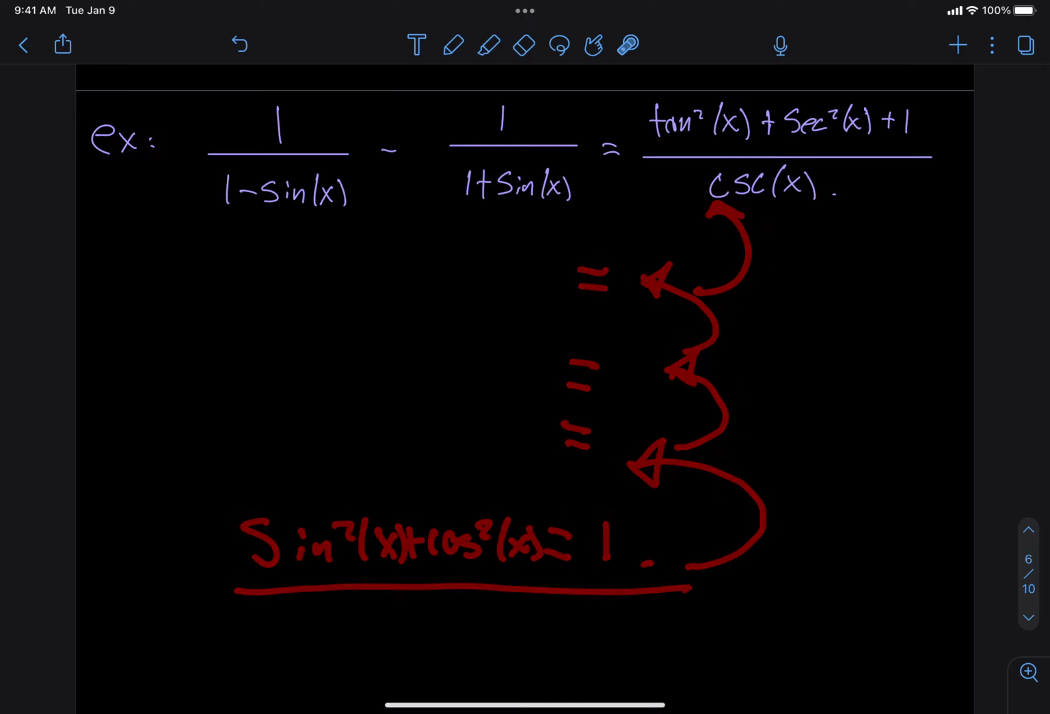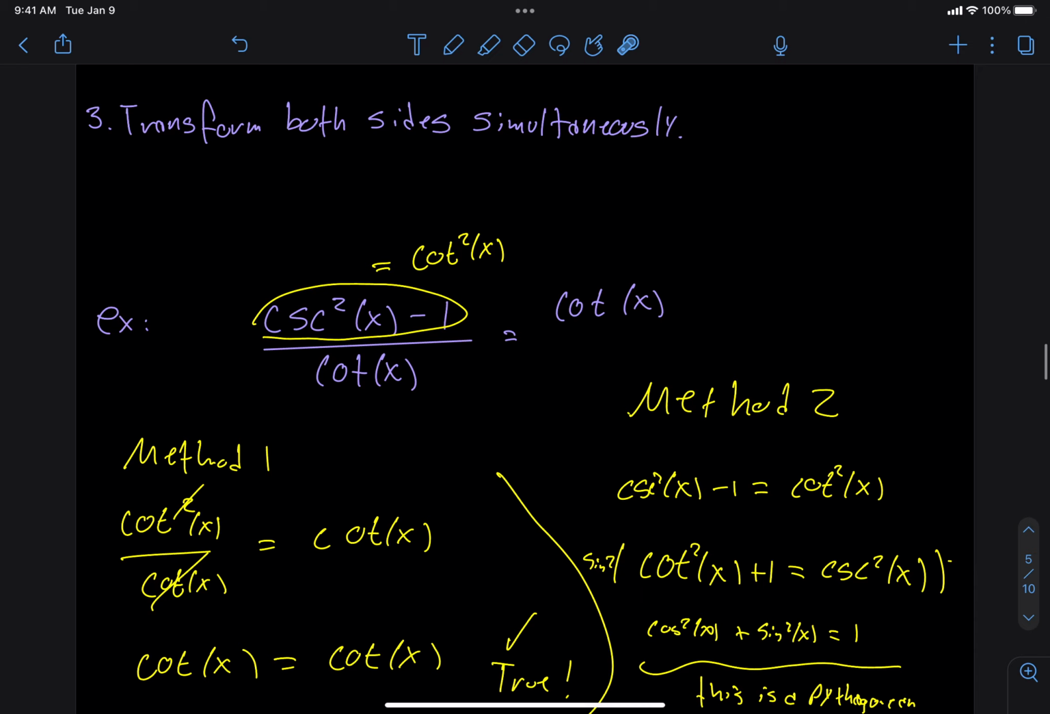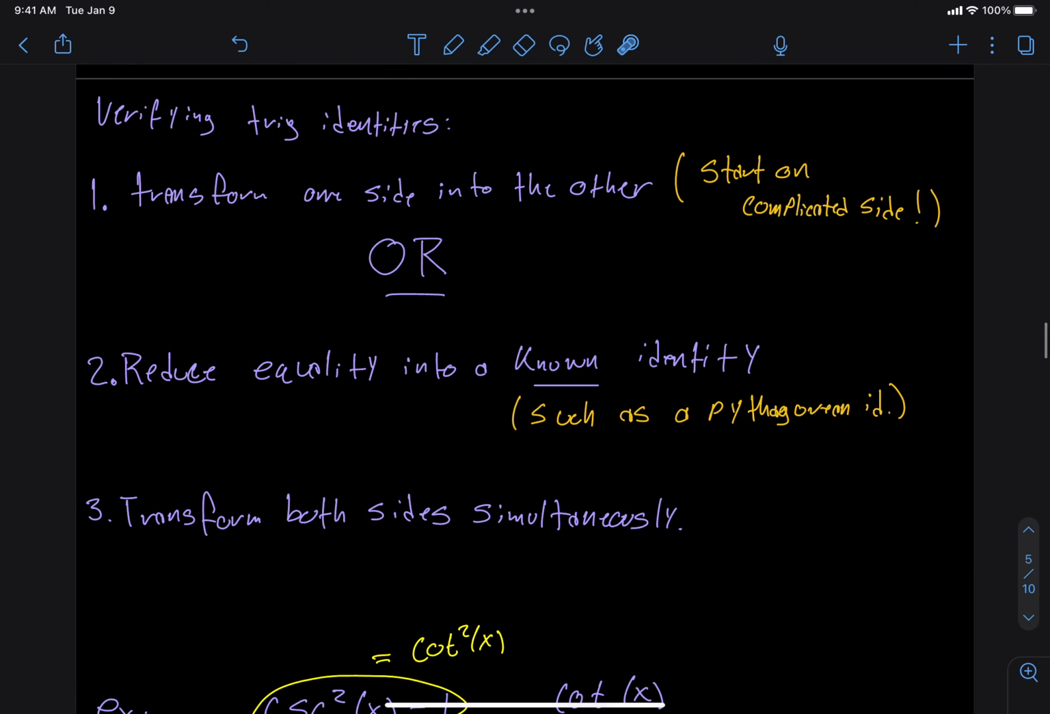Okay, so doing that process comes down to one of these three methods. We can start on what we perceive to be the more complicated side and try to leave the other side alone. And then I'm going to try to transform the left-hand side or the right-hand side, whichever one's more complicated, into the other side. The second one is to try to reduce the equality into a known identity, which kind of two and three actually kind of go together, to be honest. So these are your other methods that you can do.